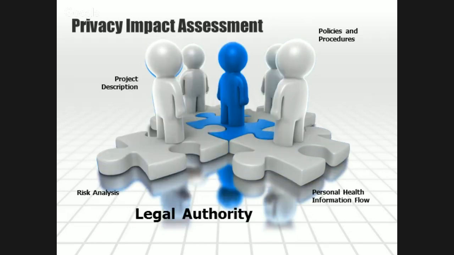Now that we've got another piece to our puzzle, the next step, step 5 in our privacy impact assessment, is determining the legal authority. So for every time that you collect, use, or disclose information, you need to go back to the legislative authority that allows you to do that. So if you're going to collect information from a patient to provide a service, you need to have a legal authority that allows you to collect it.